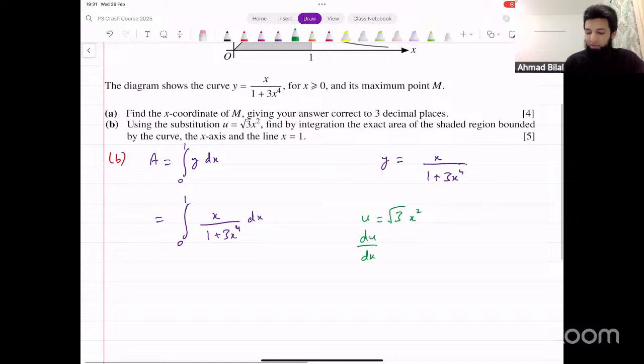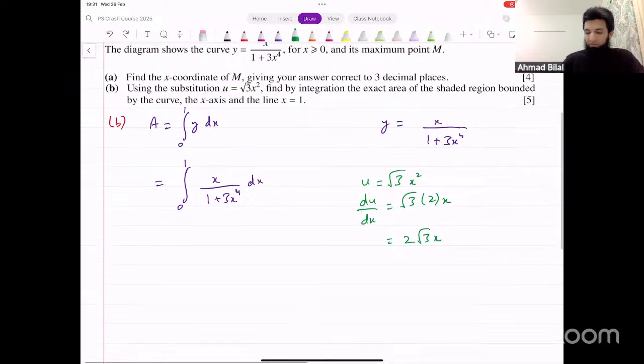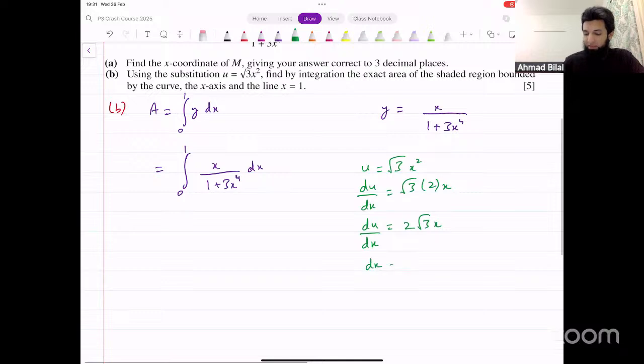Du over dx. What would that be? The number that's multiplying, that remains as it is. You multiply by the power, subtract 1 from the power, that's just x, and that gives you 2 under root 3 times x. Okay. Now, we want to eliminate dx from here, right? How do we do that? We make dx the subject here. So we have du over dx equal to this. If we make dx the subject, that would give us du over 2 square root of 3 times x. This is what we get.